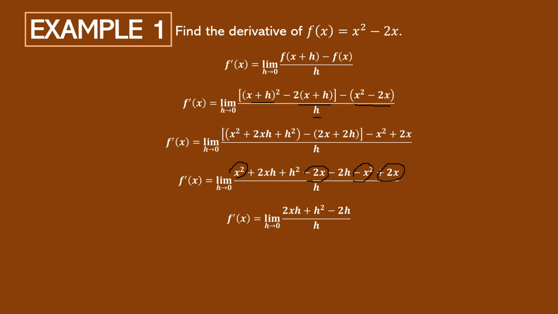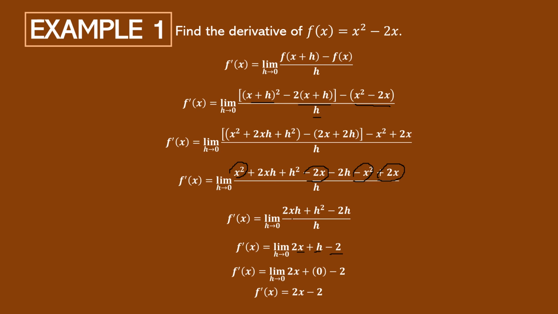Then, we divide the numerator by h. So that is 2xh divided by h would be 2x. h squared divided by h would be h. Negative 2h divided by h would be negative 2. And then we evaluate the limit as h approaches 0. Based on the theorems on limits, we have to substitute h by 0. That's why we have 2x plus 0 minus 2, or we have 2x minus 2. Thus, the derivative of the given function is 2x minus 2, denoted by f prime of x.